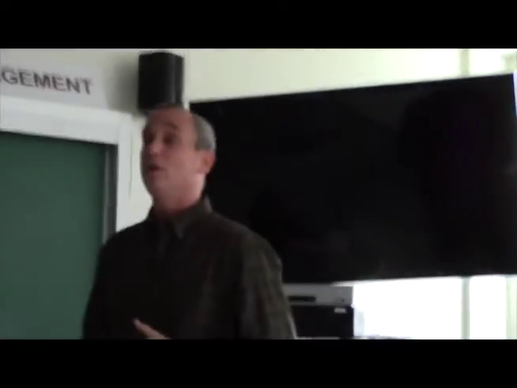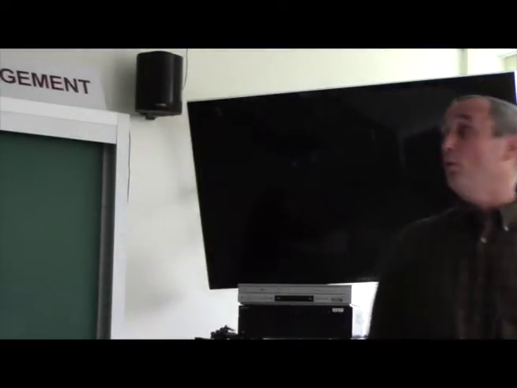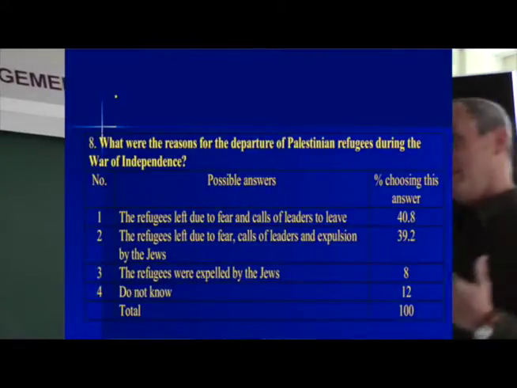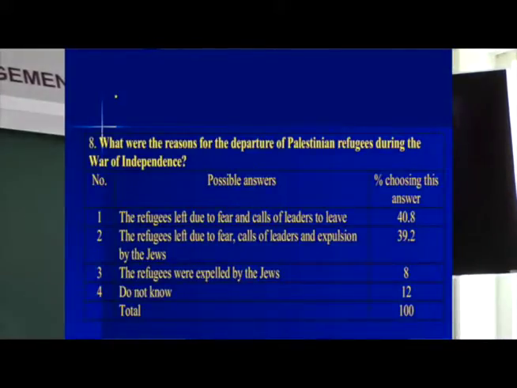And the last example relates to the causes of the 1948 Palestinian refugee problem, most specifically regarding the causes of the exodus. What were the reasons for the departure of the Palestinian refugees during the War of Independence? This is what we in Israel call the 1948 war. So we see here again three narratives. The first one is the Zionist one.